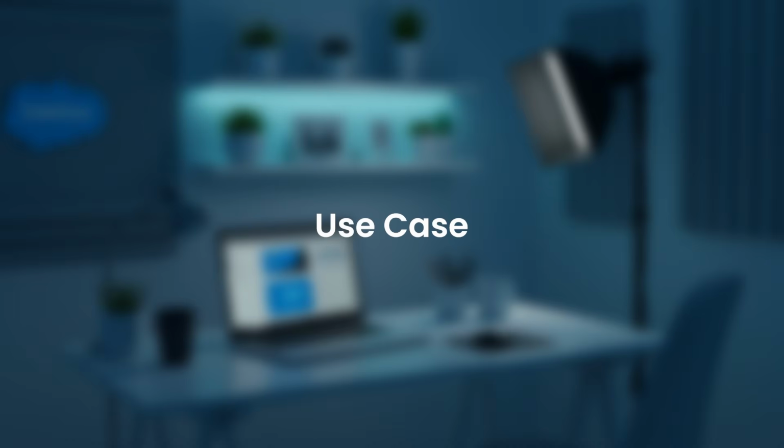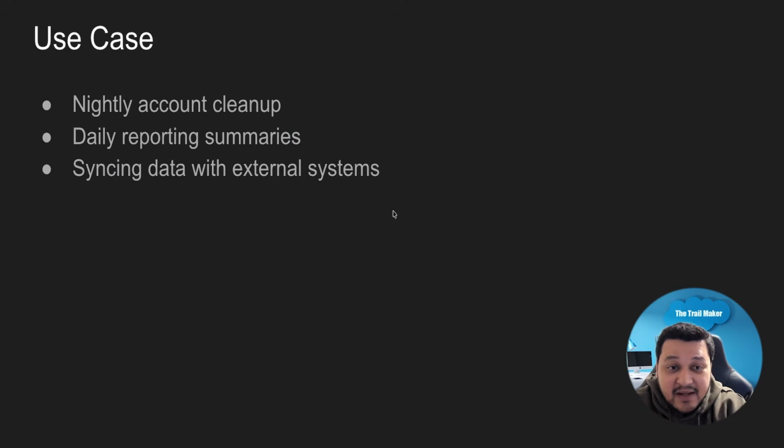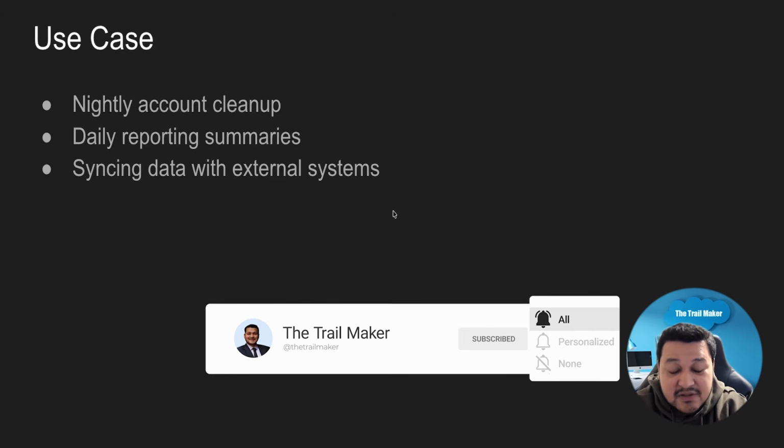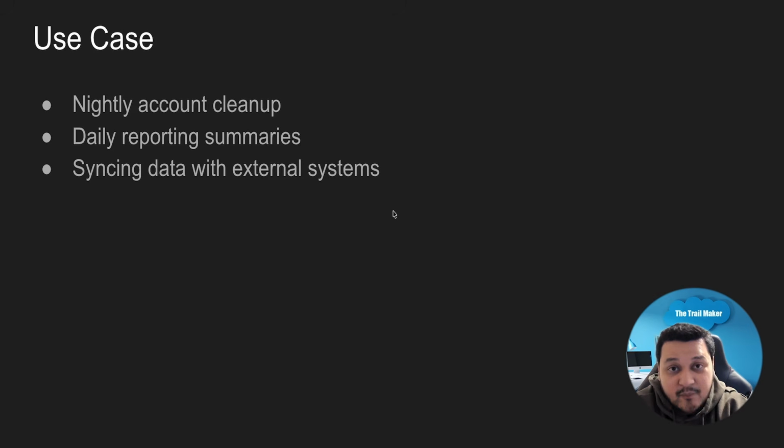What are the use cases of primarily using scheduled and batch together? Basically nightly account cleanups, daily reporting summaries, and syncing data with external systems. These are a couple of things for which you can use the combination of scheduled and batch jobs. You can schedule something for as low as every 5 minutes, or you can schedule something weekly, monthly, or quarterly, and that can also be done.